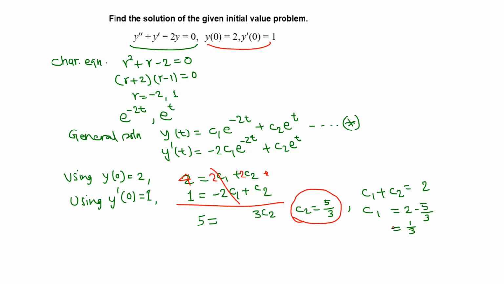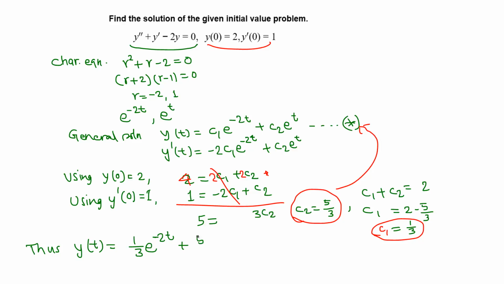So we now go back, this is C1, and go to the star here and write down the final answer. Okay, so thus y(t) is C1, that's 1/3 e raised to negative 2t, plus C2, which is 5/3 e raised to t. It's final.